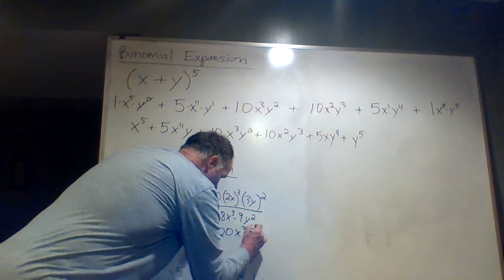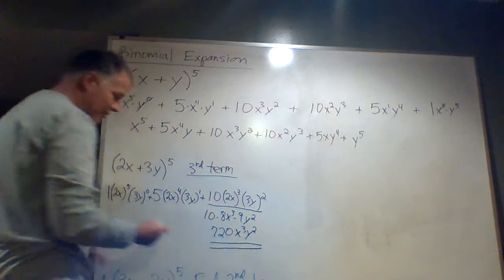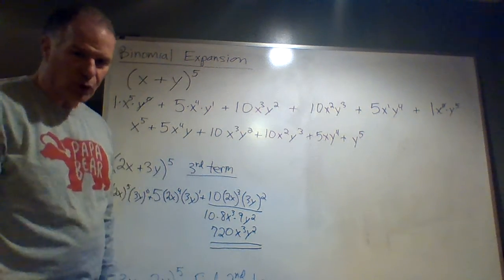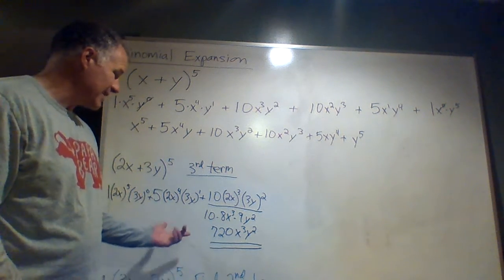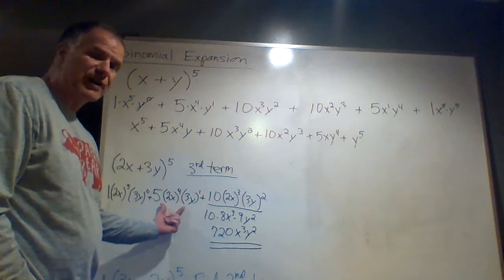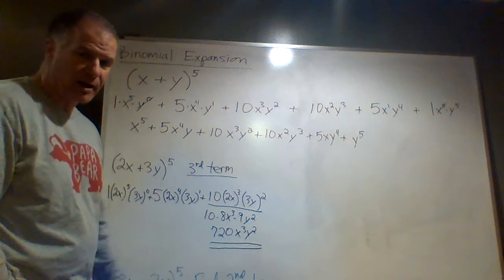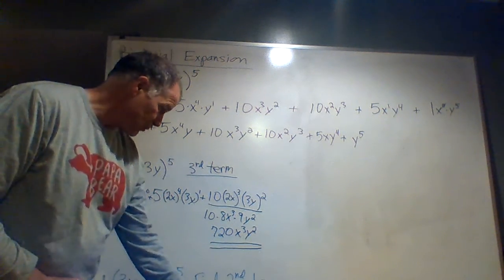x cubed, y squared, boom. There's our answer. Again, on the exam, this is multiple choice, and you're looking for the answer. Now, obviously, they're going to try to trick you by maybe giving you term 2 as a choice. By accidentally picking term 2, you're obviously wrong. Okay, but this would be the answer: 720 x cubed y squared.